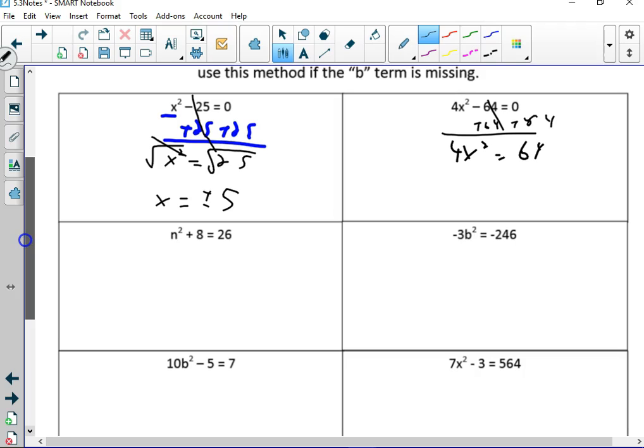Now again, don't get freaked out by the square. Just do it like you would normally do it. Divide by 4. No big deal. X squared equals 16. Now, there's just the one extra step. Well, first we have the square root, but yes, the answer is going to be plus or minus. So that's going to cancel there, and we end up with x equals plus or minus 4.